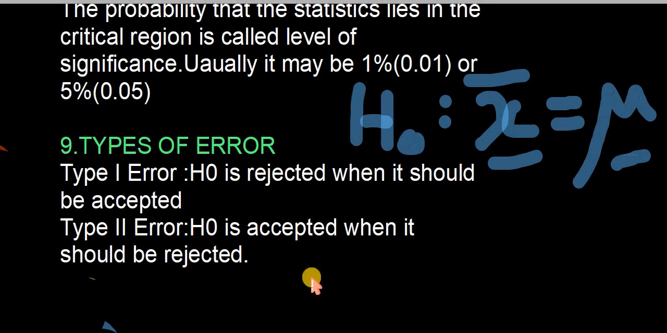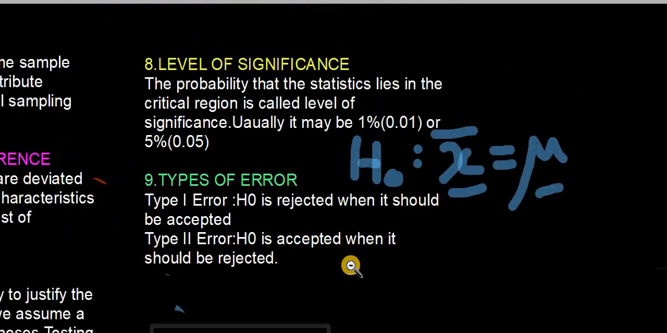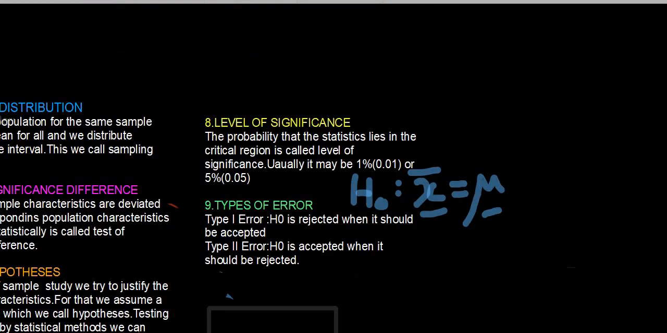These two types of error are very important to study, and these are some of the important topics for 2 marks questions in the first unit. You must understand it very clearly, otherwise you will suffer a lot.